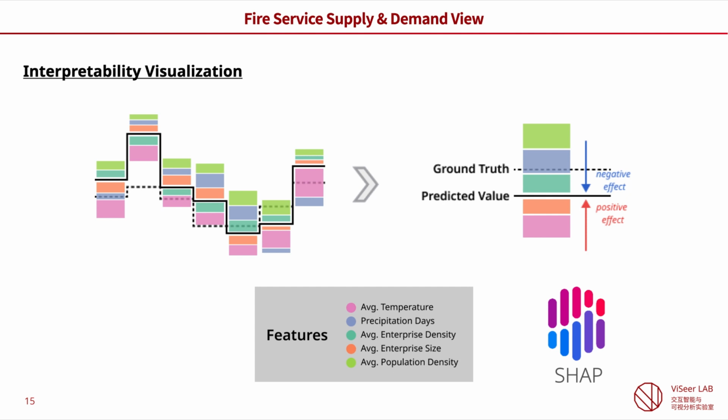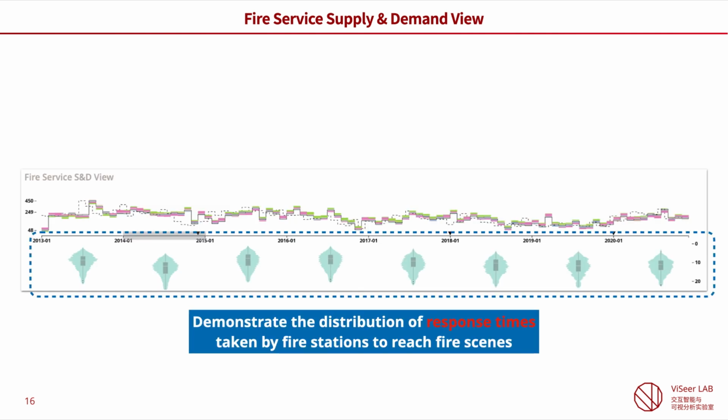To enhance interpretability, we also visualized the effect of different features on the predicted values using stacked bars. We can see that the color of the bar is used to mark different features, and its height is positively correlated with the Shapley value. The lower subplot demonstrates the distribution of response times taken by fire stations to reach fire scenes.